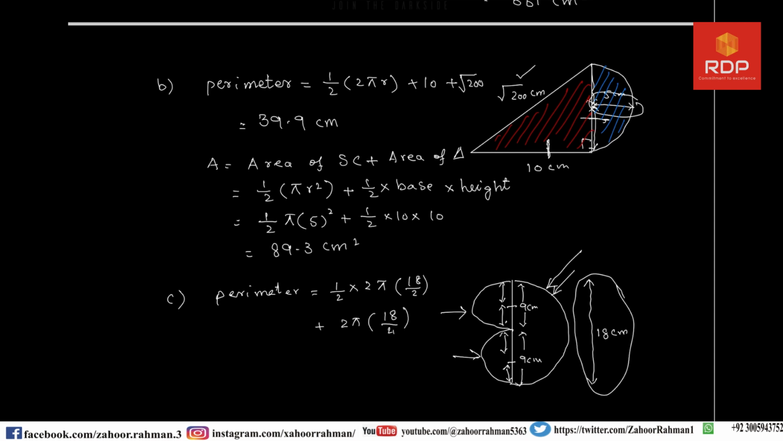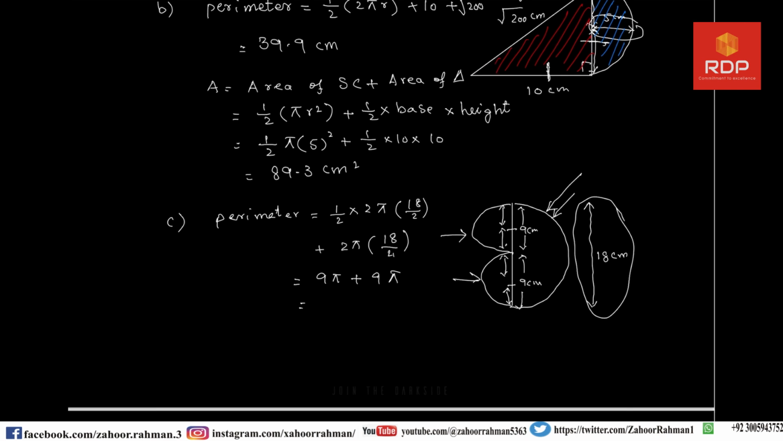Now we will get 9 pi plus 9 pi from both, and then we are going to write 18 pi, and that will be equal to 56.5 centimeter.